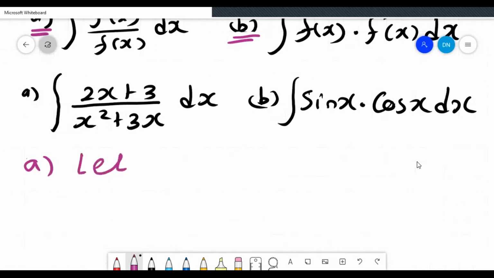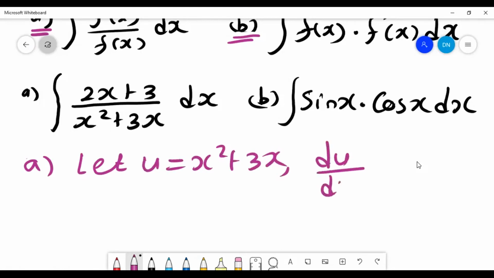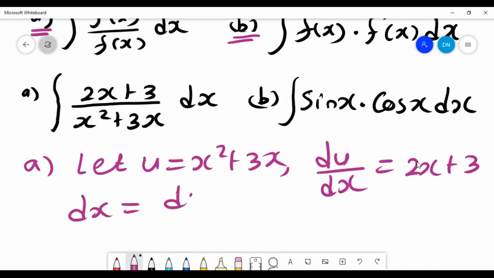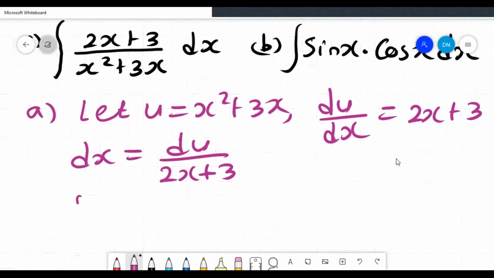So in the first form, I let u equal x squared plus 3x. Then I have du over dx is equal to 2x plus 3. And therefore, I make dx the subject of the formula, and that's what I get. Now I go to the original equation and substitute in the values.